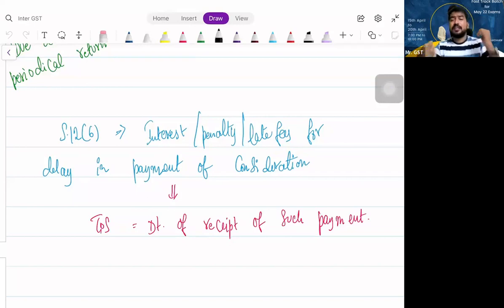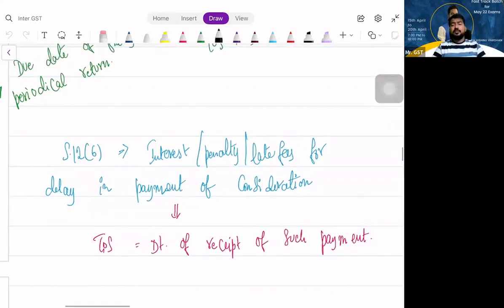What is the time of supply for that? Whenever she pays me that amount, the interest, that is the time of supply. Sir, I asked her to pay 700 late fee or penalty, sir, but she never paid. Then there is no time of supply, because time of supply is the date of payment. If she doesn't pay, there is no time of supply. That means no liability to pay tax.